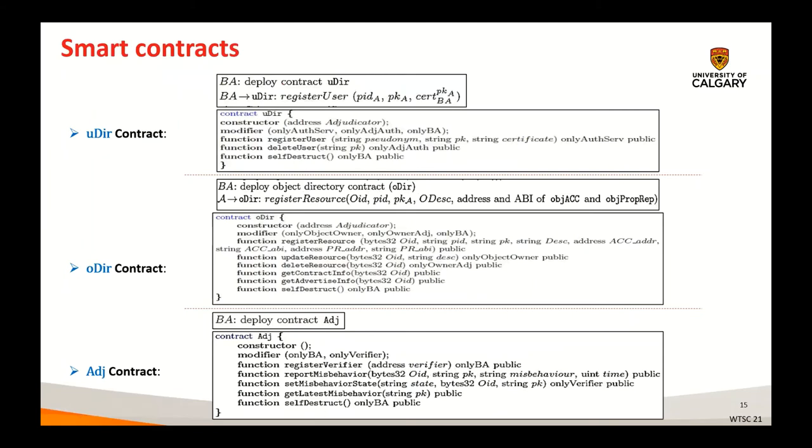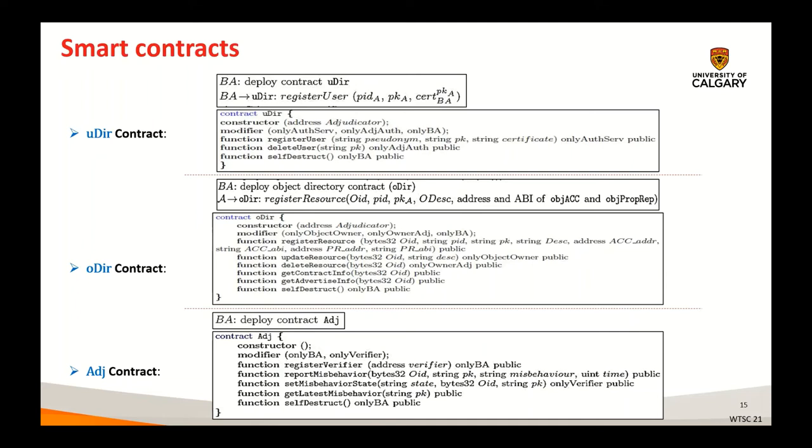Now we give an overview of our smart contracts. The boxes in the slide show the abstract smart contracts representing the functions each contract holds and their deployment information. The blockchain authority deploys the user directory, object directory, and adjudicator contracts.